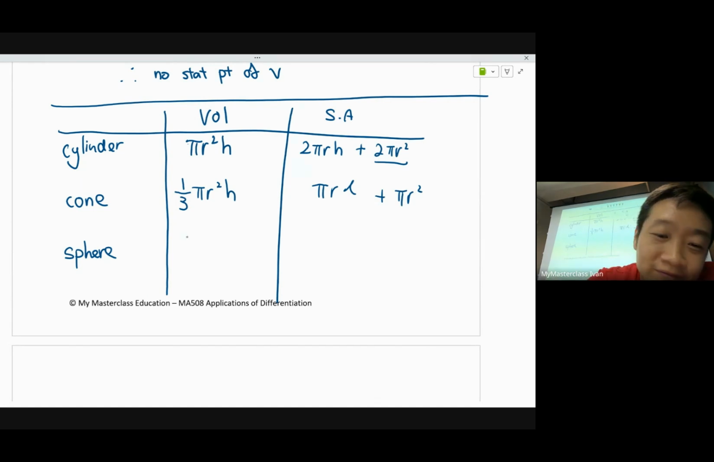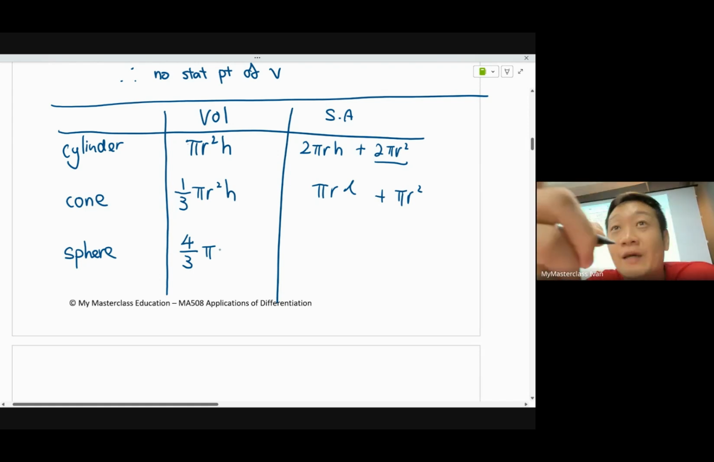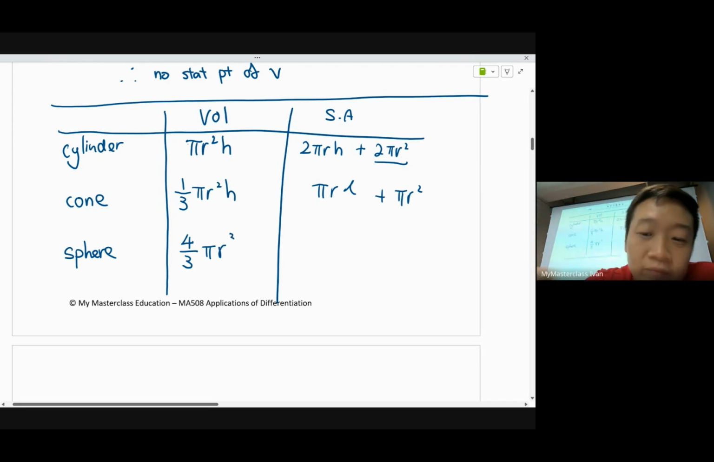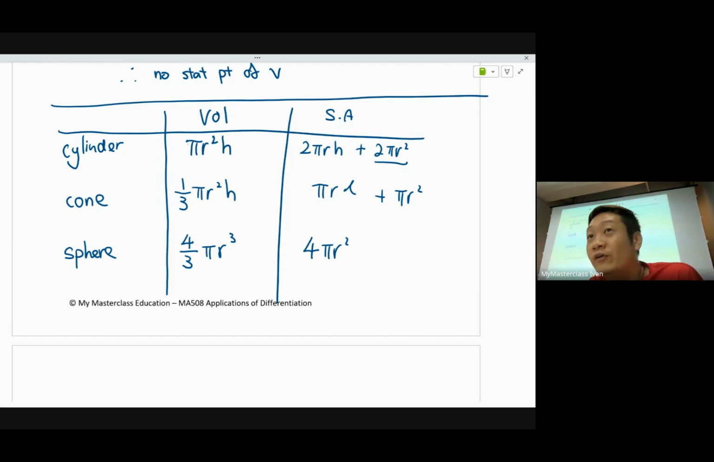Sphere, 4/3. And a sphere is 2-dimensional or 3-dimensional? 3, so r cubed, okay? And then this is 4 pi r squared. I taught you all how to remember the surface area of a sphere, right? You differentiate the volume. Differentiate 4/3 pi r cubed, what do you get? Differentiate volume, you get 4 pi r squared.